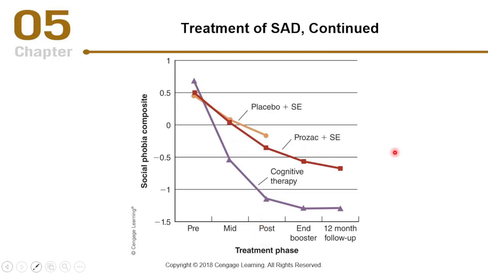Okay, ang Prozac plus self-exposure, bumaba siya but hanggang sa after the whole medication was done, but then the level of the social phobia composite is still much higher as compared with the patients who were exposed to just cognitive therapy. So, kung makikita natin, in terms of the efficacy, mas mataas ang efficacy ng cognitive therapy.